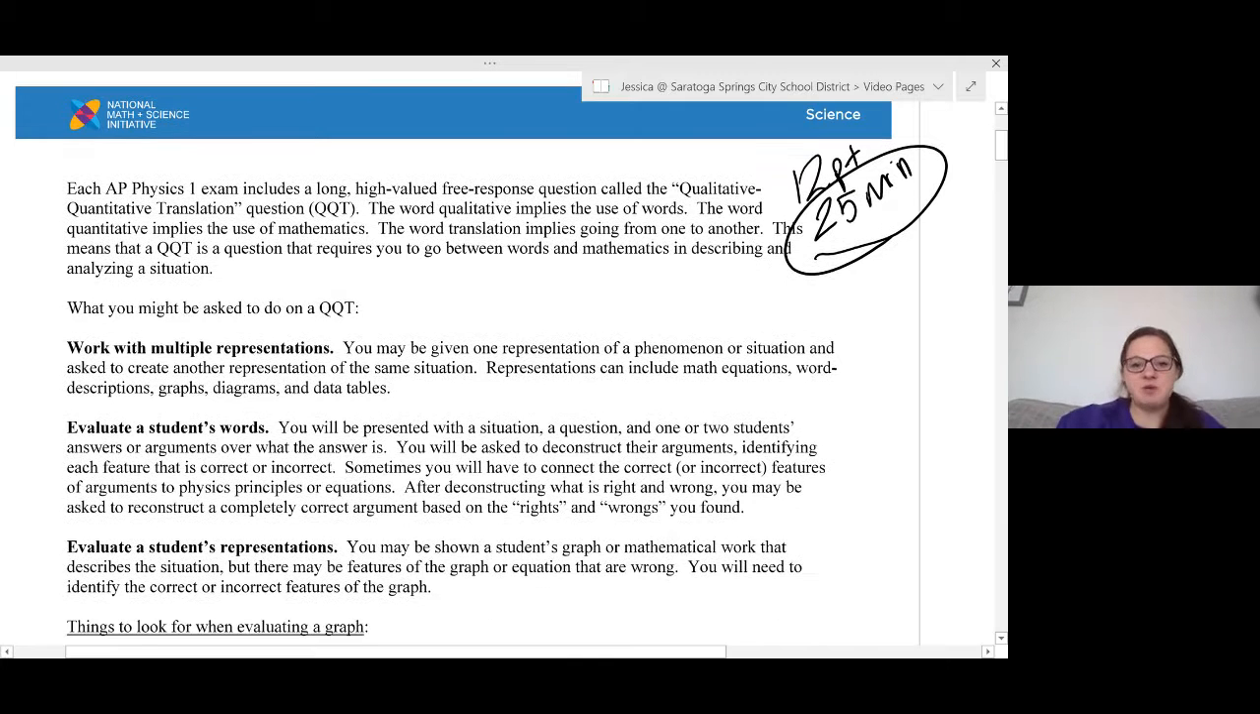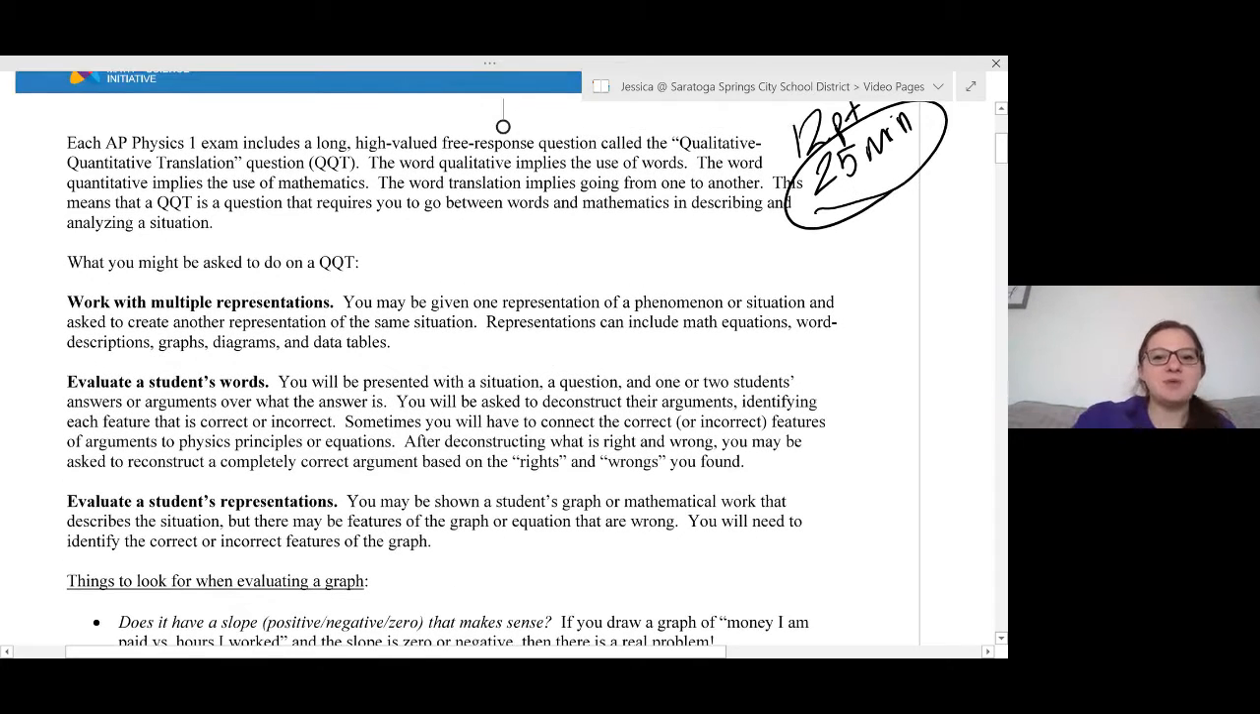Okay, so things we might be asked to do. We might be asked to work with multiple representations. You might be given one representation of a phenomenon or situation and then asked to create another representation. So you might be given a diagram of what's going on, and you might be asked to produce a graph, or you might be asked to say whether or not a graph is correct, or you might be given an equation and asked if the graph presented accurately represents the equation, things like that. So we might have math equations, word descriptions, graphs, diagrams, and data tables.